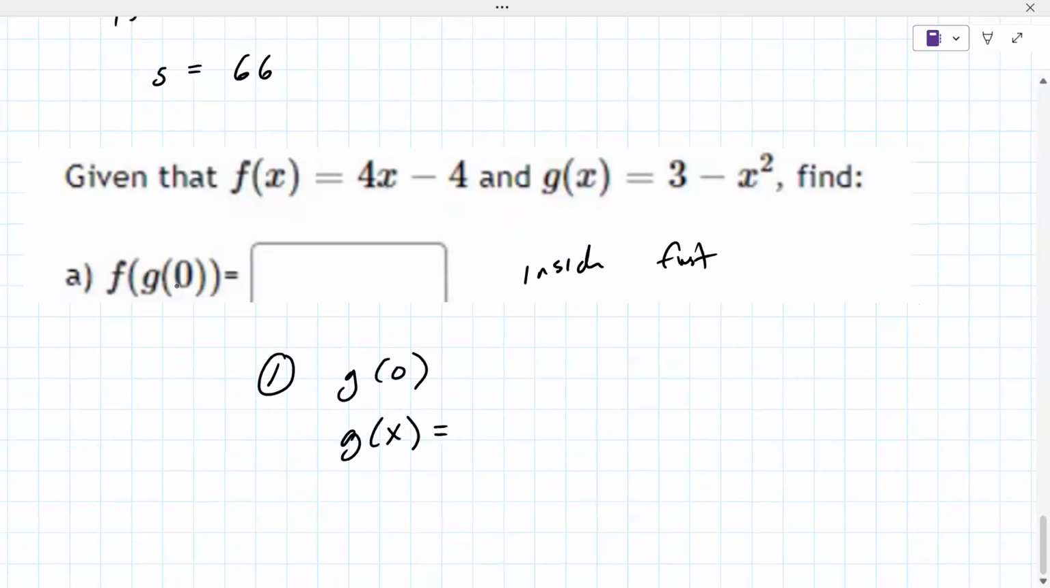Your g of x is 3 minus x squared. As I mentioned a couple times, it's a really good idea to put that variable in parentheses. So g of 0 is 3 minus parentheses 0 squared, which ends up being 3 minus 0, which is 3.